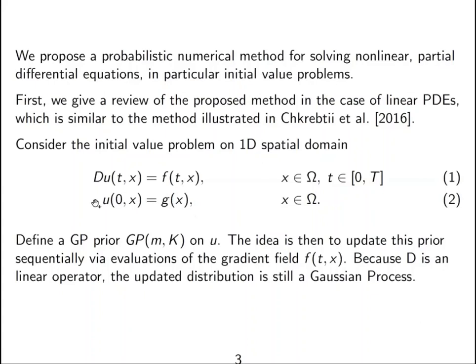And then you've got some initial condition here. So the main idea is you want to define a Gaussian process prior on U. The idea is then to update this prior sequentially via evaluations of a gradient field. Because we have a linear PDE, and therefore D is a linear operator, the updated distribution is still a Gaussian process, by the well-known fact that linear operations preserve the Gaussian process. So if you imagine you have a prior on U, and then you update with evaluations of the gradient field sequentially, eventually after you've updated all the points, you'll get a posterior Gaussian process that you can do inference with.